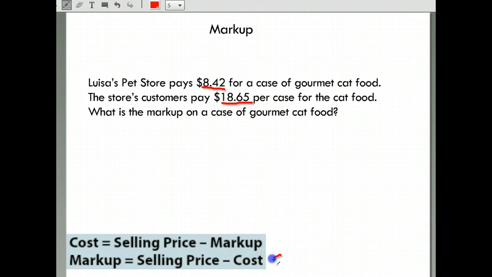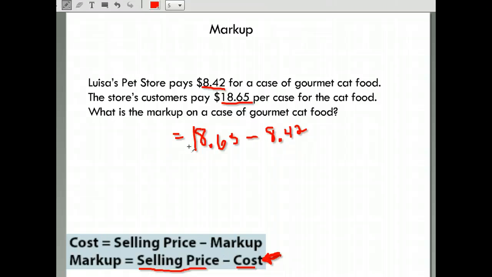So down here you can see, again, the markup is just the amount that they add to the price before they sell it. So really, to find the markup, if we just take the selling price minus the cost that it was to the store, we will have our markup. So our markup here, we're going to take the selling price, $18.65, that's what they sell to the customer for, minus the cost to the pet store, which was $8.42. That will give us our markup. And when I do that, I get $10.23.